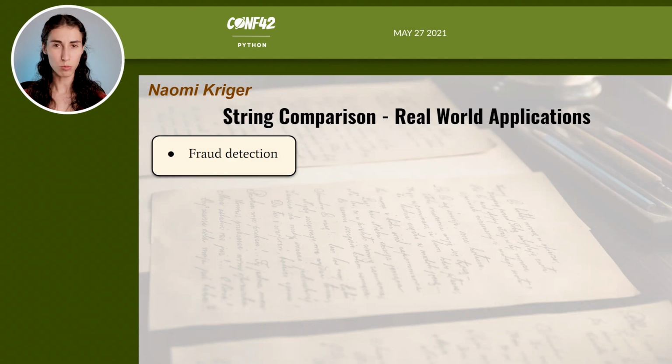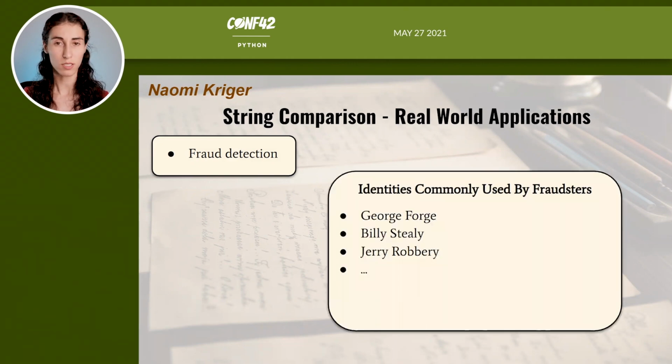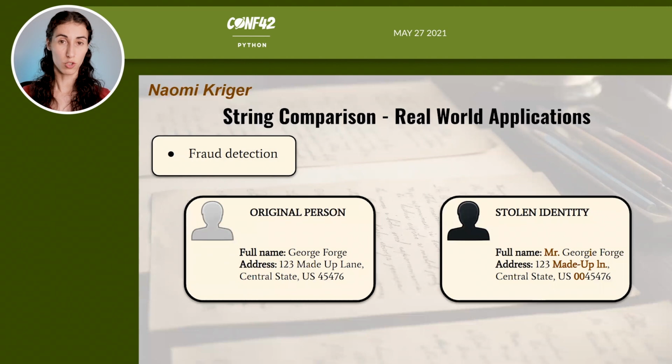So let's take this a bit more to practice. Let's say that we are indeed a company working in financial services, and we have access to a list of identities that we know are commonly used by fraudsters, either stolen identities or made-up identities. And in this list of identities, we have access to the people's full names, addresses, and other relevant such identifiers. So let's look at George Forge. George is a legitimate person whose identity has been stolen and is now being used by a fraudster. The fraudster wants to open an account in our service by using the info of George.